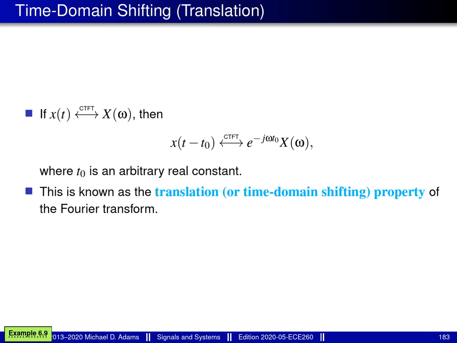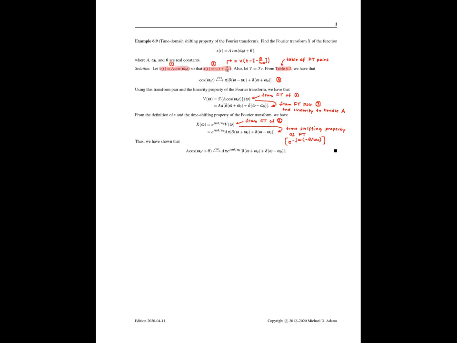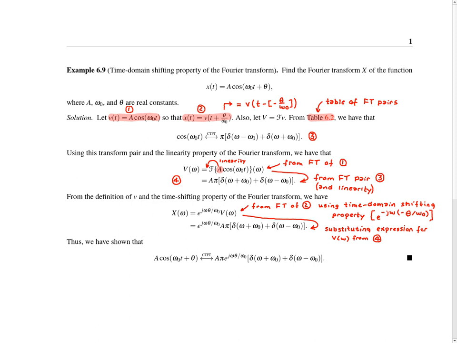At this point, I'd like to consider an example to illustrate how we can make use of the translation property, and in particular I'd like to consider example 6.9. In this example, we're asked to find the Fourier transform big X of the function little x, where little x is given by this particular formula here, and the A, omega naught, and theta are real constants.